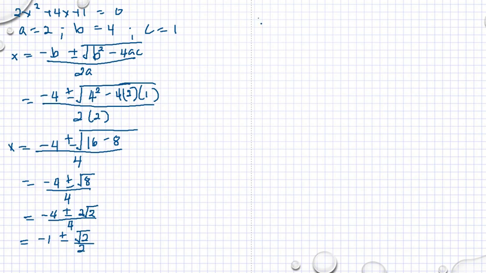So our solution will be x is equal to negative 1 plus, that's x sub 1, the square root of 2 divided by 2, and x sub 2 will be negative 1 minus the square root of 2 divided by 2.